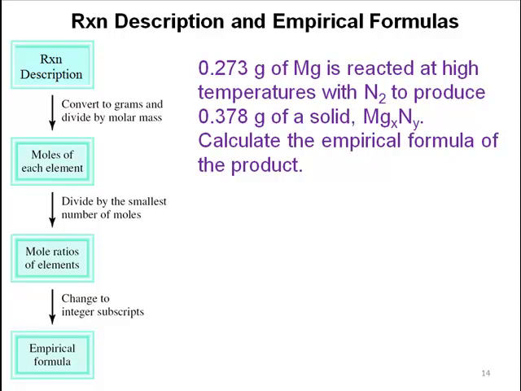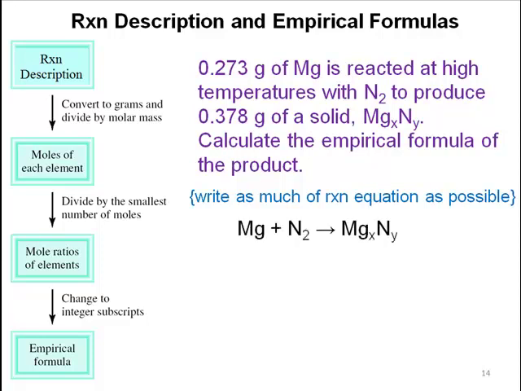Magnesium is reacted at high temperatures with nitrogen to produce 0.378 grams of a solid, Mg, X, and Y. So you don't know the X and Y, that's what you're trying to find. First, you convert the grams to moles of each element. So write as much of the reaction equation as possible. You've got magnesium and nitrogen making magnesium nitride of some sort, MgXY, MgX and Y.